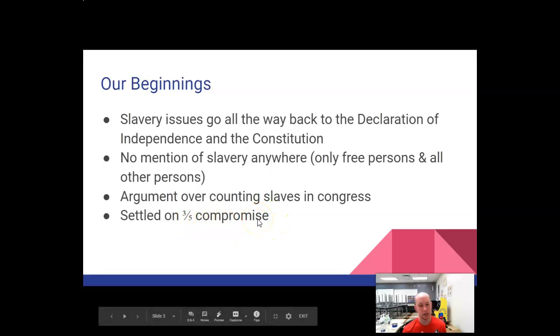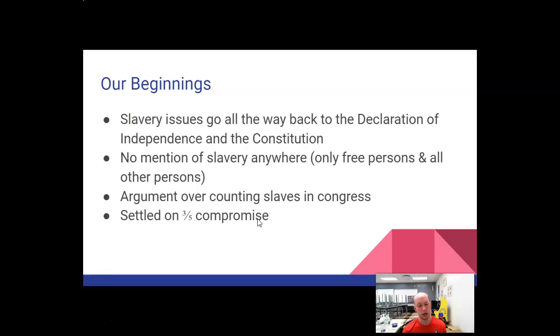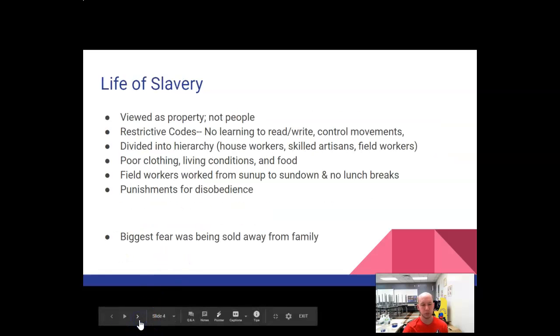Again, I mentioned this throughout that first unit, but that should be our first sign of how our country really didn't do a great job of treating other peoples. We're isolating a group and basically calling them 3/5 of a person, and that should be our first clue that we don't view African Americans as equals. We're only viewing them as 3/5 of a person.